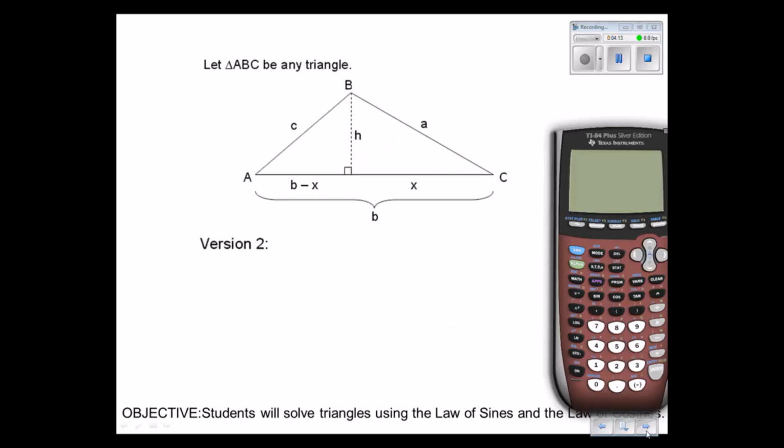Your second version comes from the first. If you take that first version that we just derived, let's get cosine C by itself. So the first thing I would do is subtract the A squared, and I can subtract the B squared at the same time.